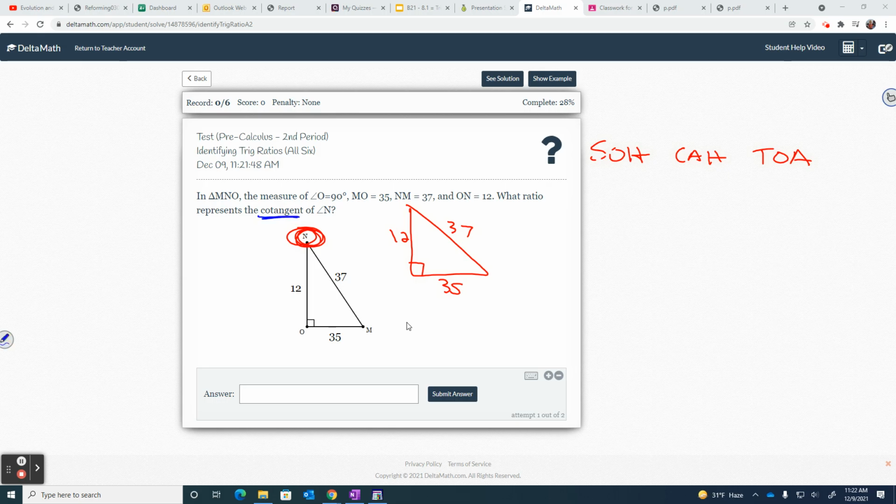So cotangent matches with tangent, obviously, right? It's the opposite of tangent. So if tangent is opposite over adjacent, cotangent is going to be adjacent over opposite, because it's flipped. So using N as our angle, the adjacent side is going to be here. This is the hypotenuse. And the opposite is going to be here, 35. So the cotangent of N is going to be adjacent 12 over opposite 35. So that's what you're going to type in, 12 over 35.